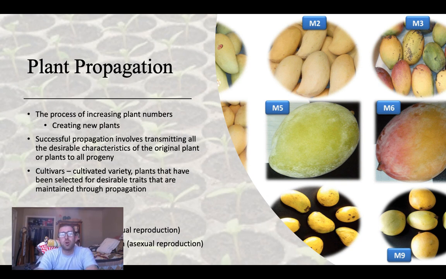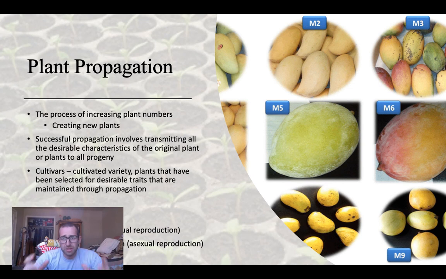Okay, so plant propagation, in essence, is creating new plants, right? You could say the process of increasing plant numbers, but it's just making new plants. Now, successful propagation involves transmitting all of the desirable characteristics of the original plant or plants to all progeny, right? We have adapted or modified, largely throughout history through selective breeding, ancestral varieties of crops into modern day crops that we know now, right? And we've tweaked all their traits.